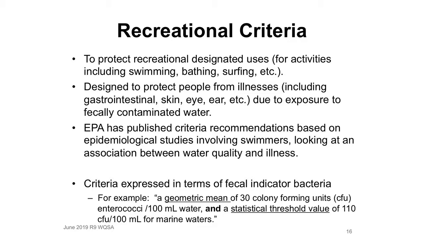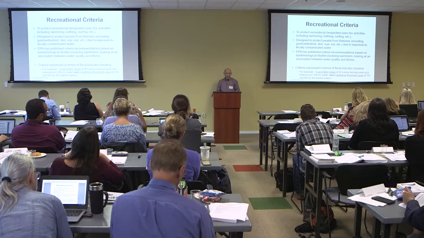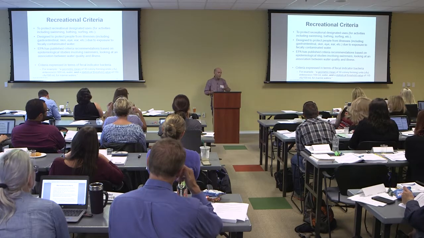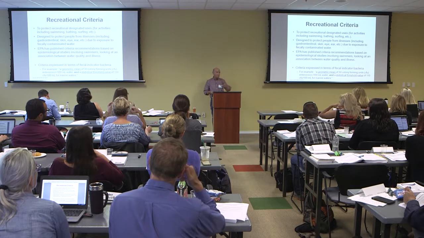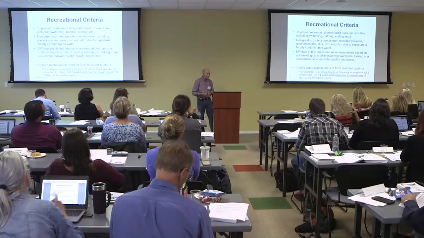EPA has published criteria based on epidemiological studies. Can anyone give me an example of an epi study? Basically, you go out to a beach and ask people before they swim to fill out a questionnaire. You ask people after they swim to fill out a questionnaire. You monitor the water, and then you're looking at who got sick and what the water quality concentration was at that time.